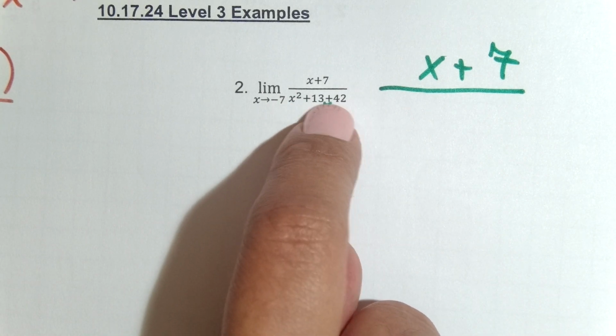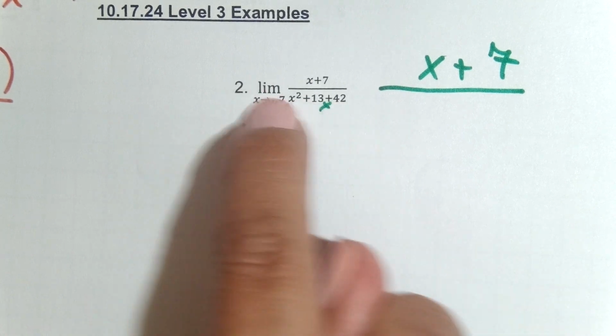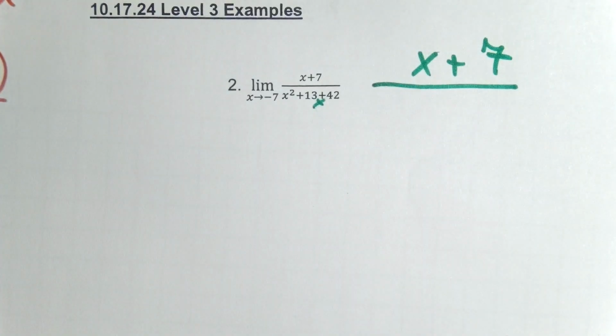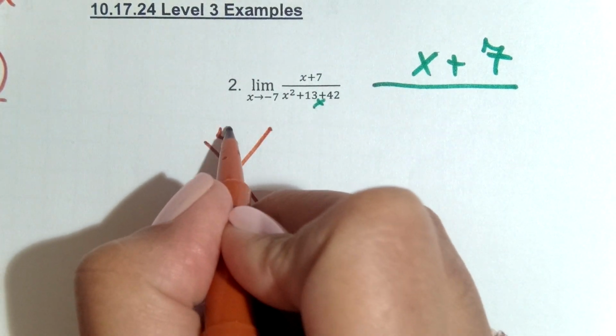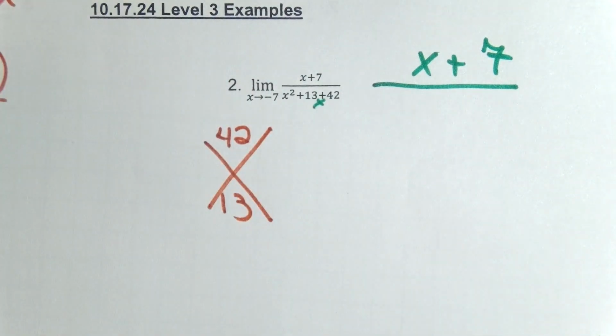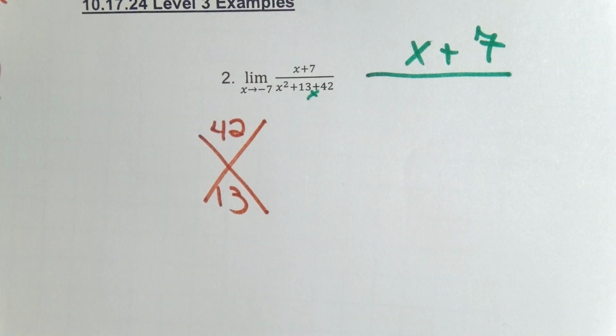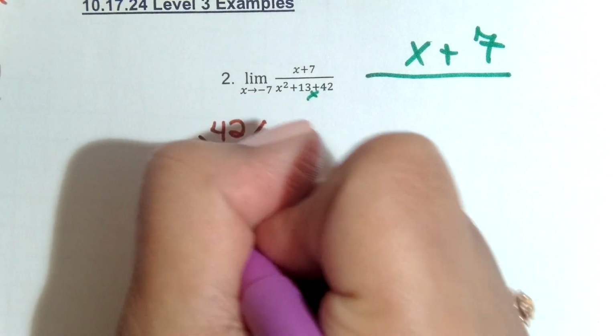Okay, now, is this a quadratic? Yes, so I need to use the X method or box method or Batman or whatever. 42 goes on the top, 13 goes on the bottom. What are the factors that will add to 13? 6 and 7. Hint.